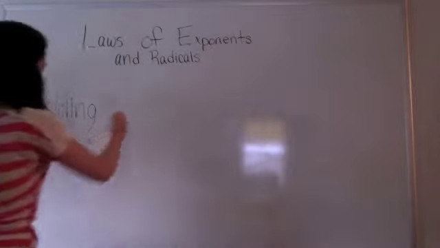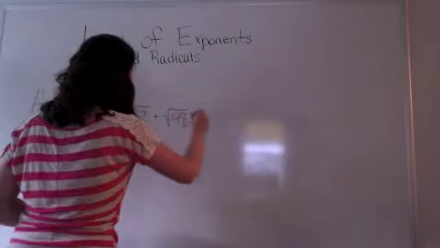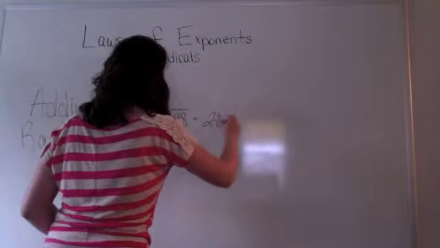Adding radicals. When you are adding radicals, you can only add radicals with the same numbers under them. In example 8, you have the square root of 32 plus the square root of 48.